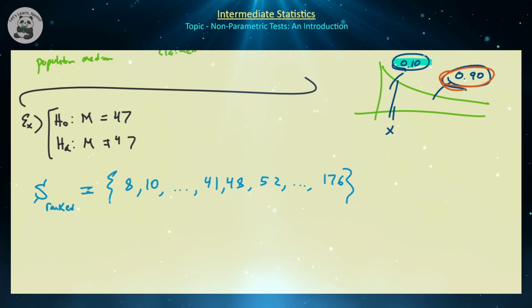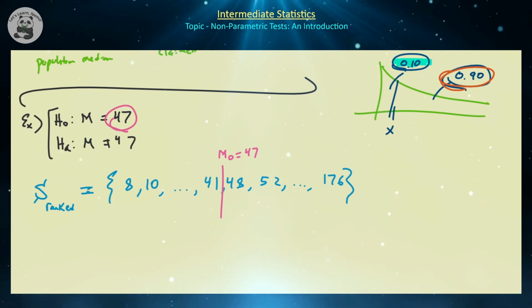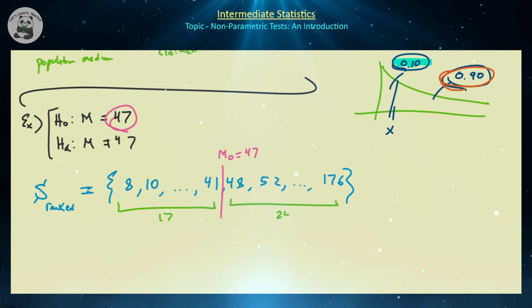Now, I'm not listing all of these values. What I'm more interested in is where 47 falls in this particular domain, and here is our claim value M0, which is equal to 47. Let's assume that in this particular sample we have 17 values to the left and 24 values on the right. If that is the case, then the sample size n would be equal to 17 plus 24, which is equal to 41.